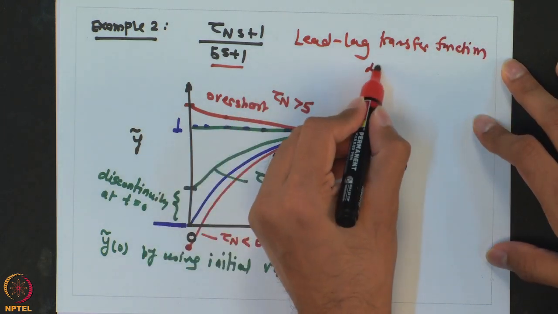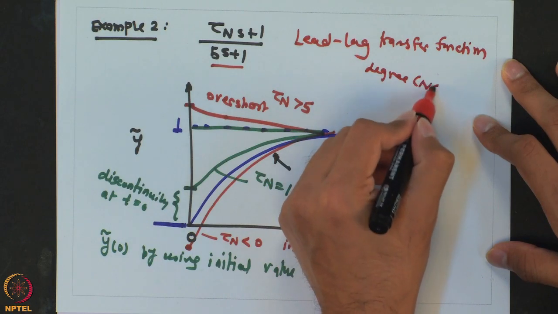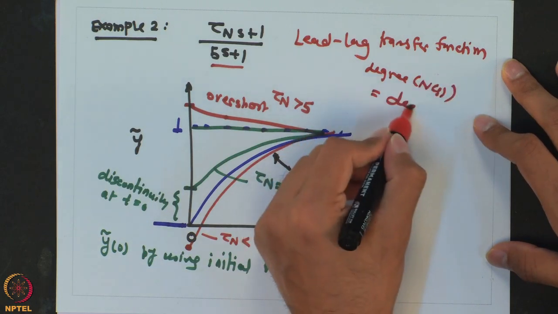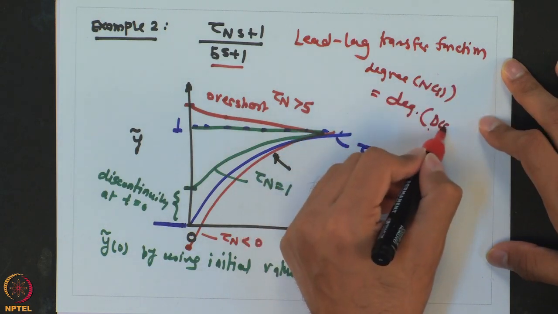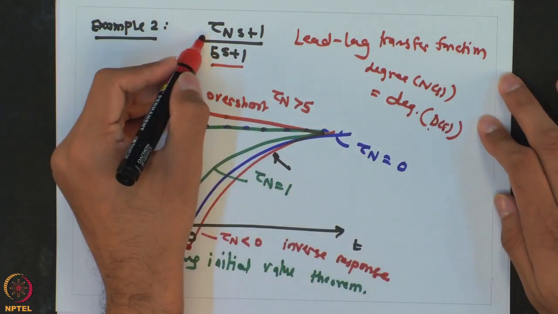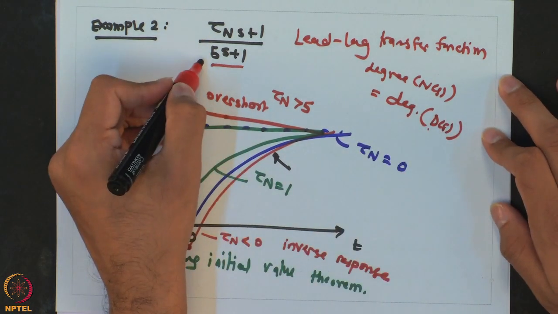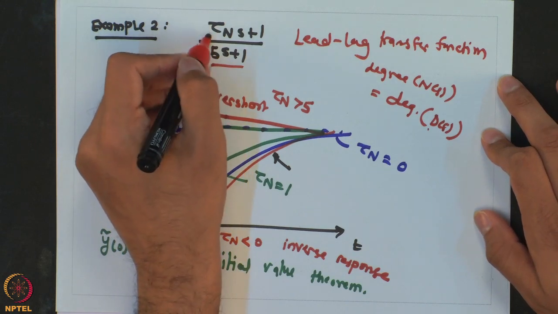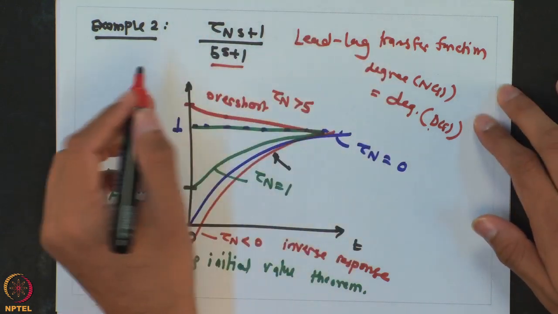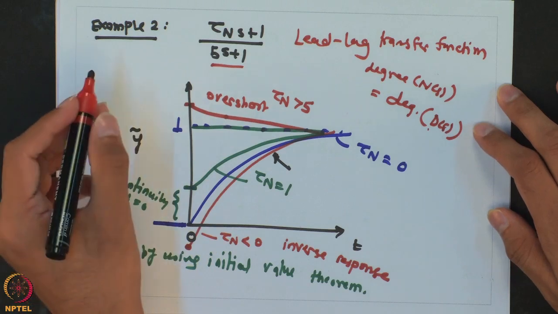Because the degree of numerator is equal to the degree of denominator. So, denominator is a first order lag and numerator is a first order lead. So, this type of transfer function is known as a lead lag type of system.